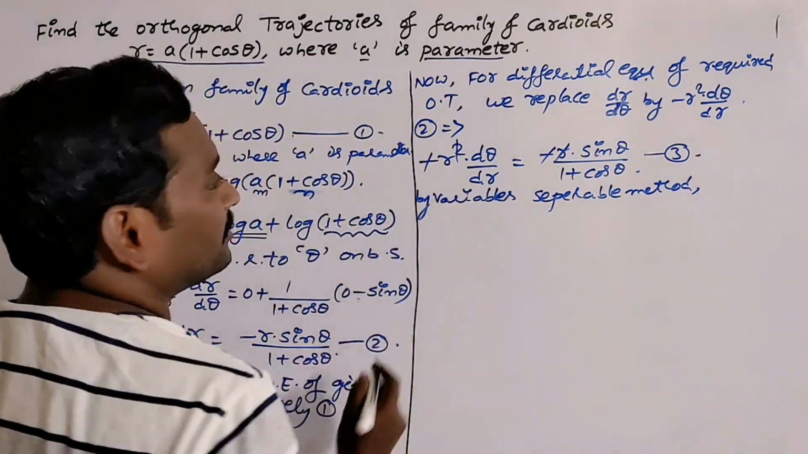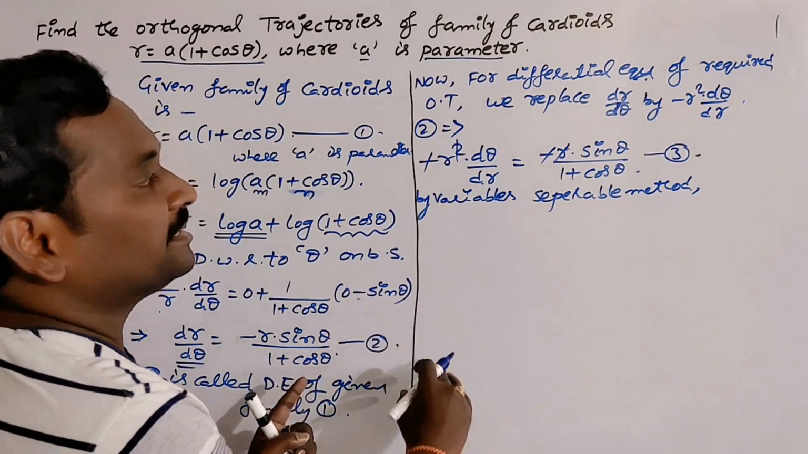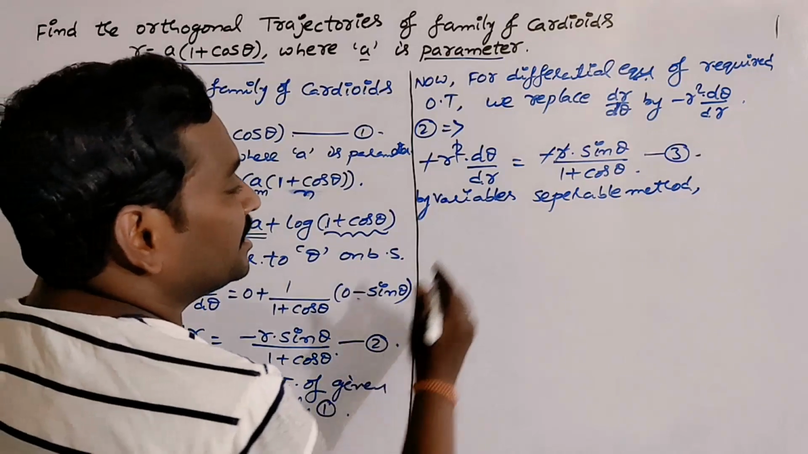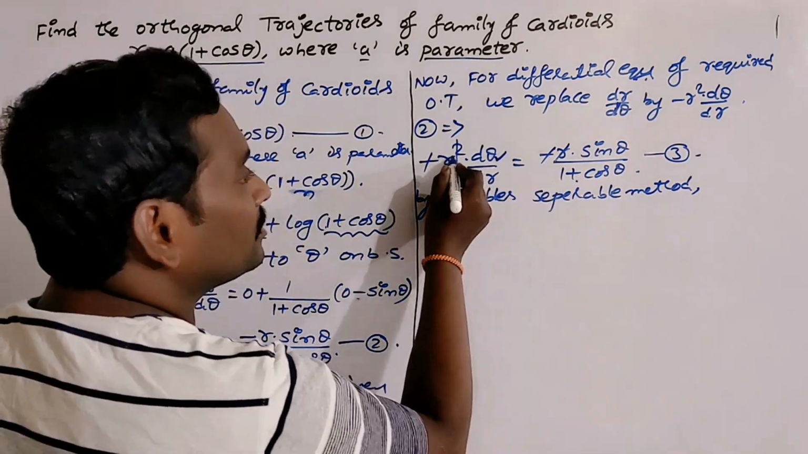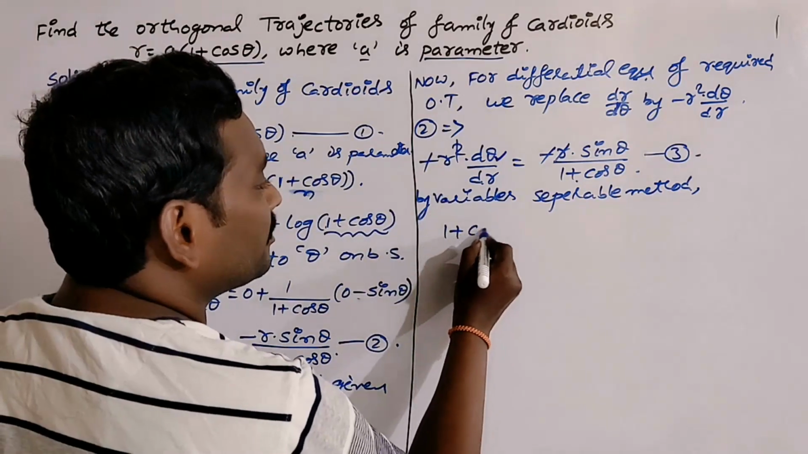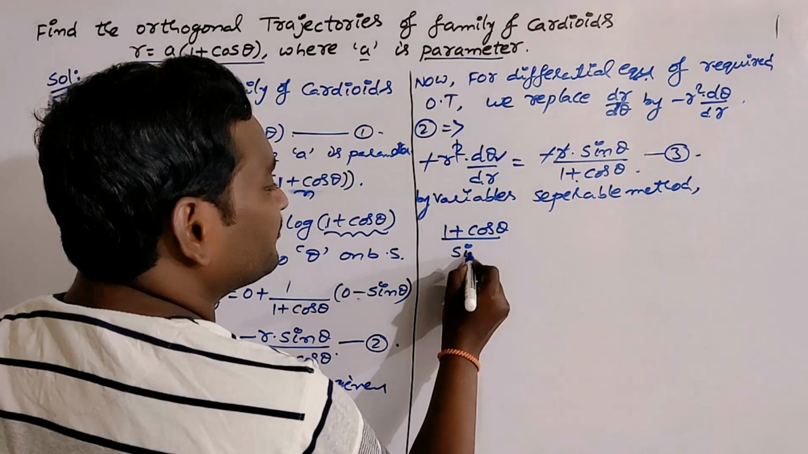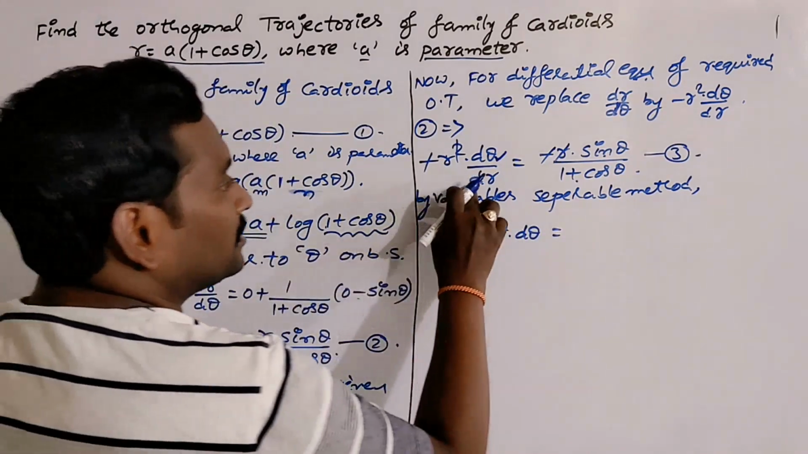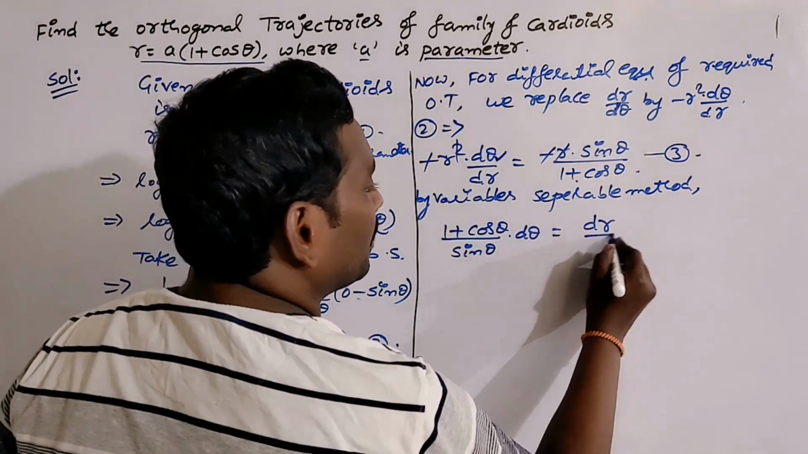By variable separable method means we should take all terms of theta and d theta to one side and all terms of r and dr to another side. Here we have d theta in the numerator. So take this denominator to left hand side numerator. So you will get 1 plus cos theta. Automatically this becomes denominator in the left hand side into d theta is equal to, take this denominator dr to right hand side numerator, dr by r.